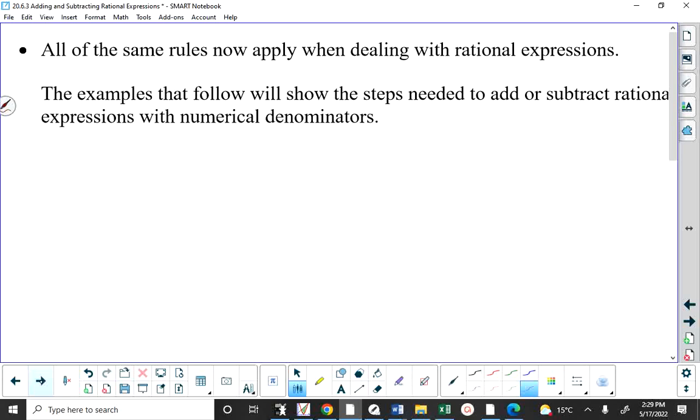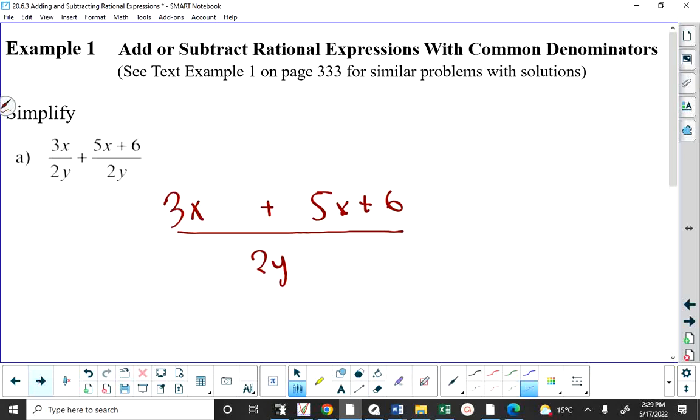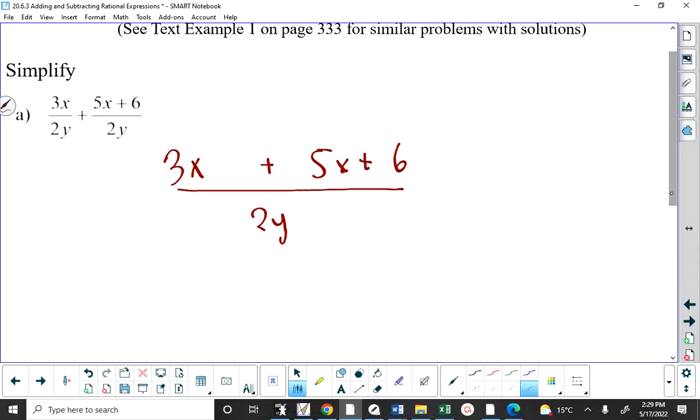Okay. However, let's start with this one. We need a common denominator, don't we? Do we have any work to do here to find the common denominator? It's done for you. And I'll be honest, I don't think I'd give you this on an exam. This is just warming us up. These are both over 2y, so I can write 3x plus 5x plus 6 all over 2y. So I add the numerators, I write it over the common denominator, which gives us 8x plus 6 over 2y.